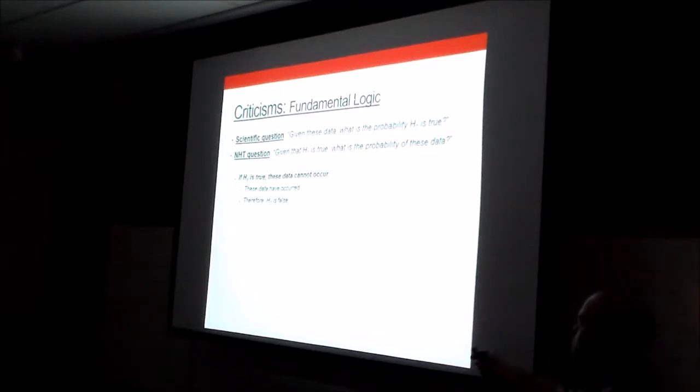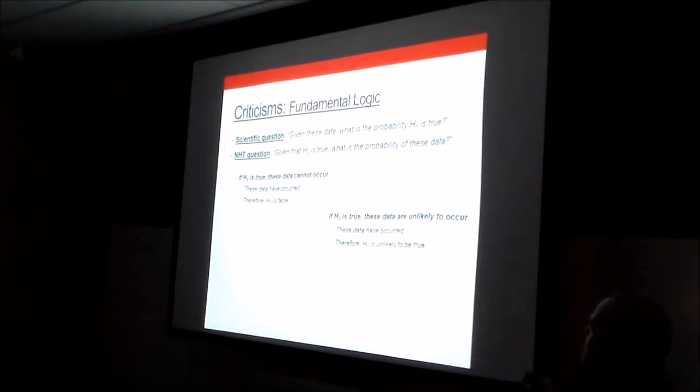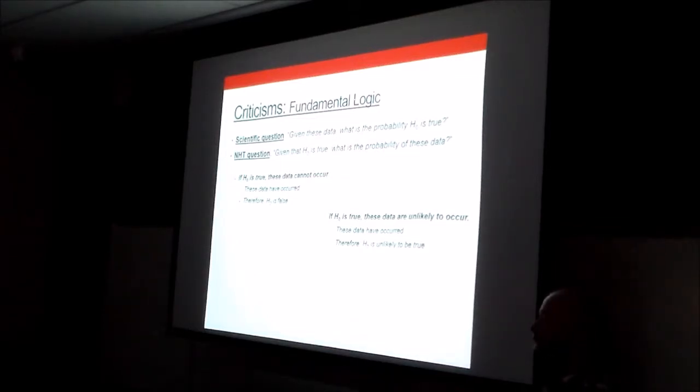But what we do is we try and pretend that this is what we're doing, but this isn't actually what we're doing. What we're actually doing is we're saying, if the null hypothesis is true, these data are unlikely to occur. So we've gone from cannot to unlikely, right? And we say these data have occurred, therefore the null hypothesis is unlikely to be true. This is what we do with null hypothesis testing. And this is where we get into trouble. This is fine, right? We say, if the null hypothesis is true, these data can't happen. These data have happened, therefore this is false.